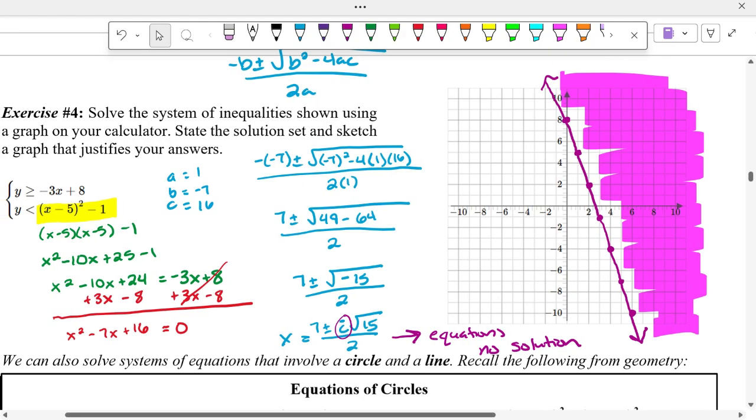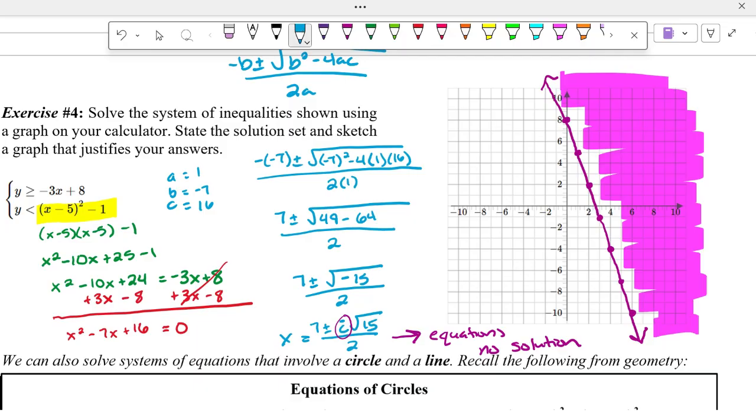Now, the other is our quadratic. It has a vertex at 5, negative 1. So 5 and then negative 1. So right here. It has zeros at 4 and 6. And the y-intercept is way up here. So we've got a while. But this gives us a general idea of what it looks like.